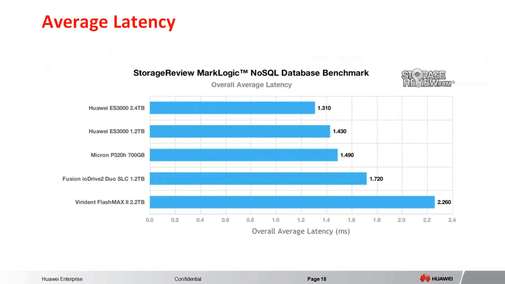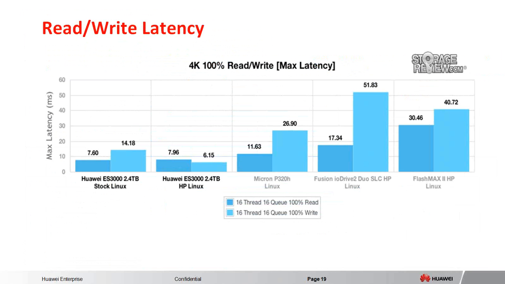If you look at the OS in the first chart, then you go to Fusion-io, they are sitting at 1.7, we are sitting at 1.3. The second chart presents the read-write latency at 4K, 100% read-write max latency. Then again, we are outperforming the competition, as you see, by almost 25%. This is really phenomenal results.